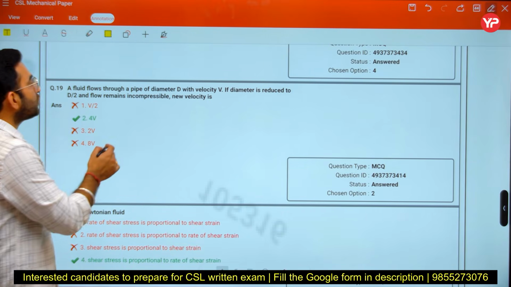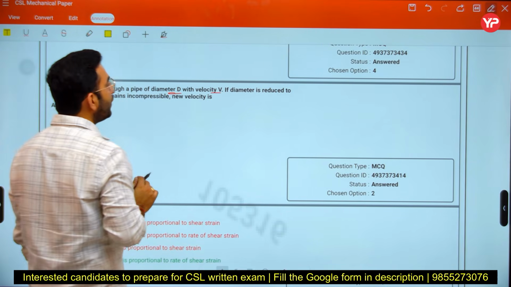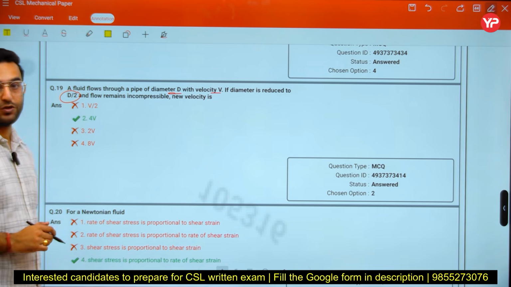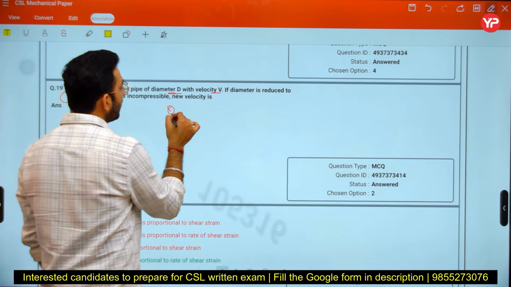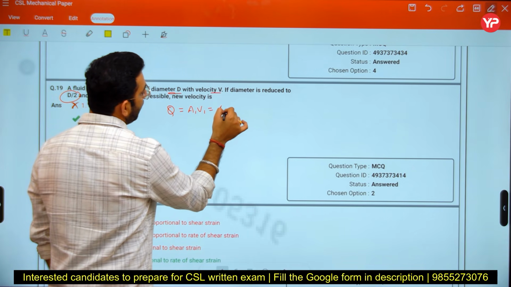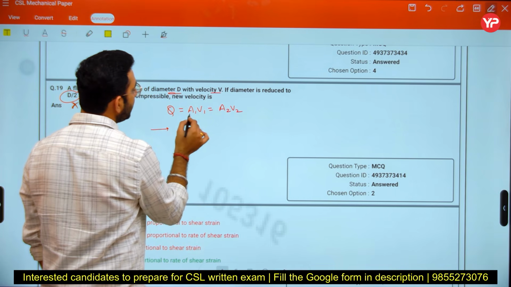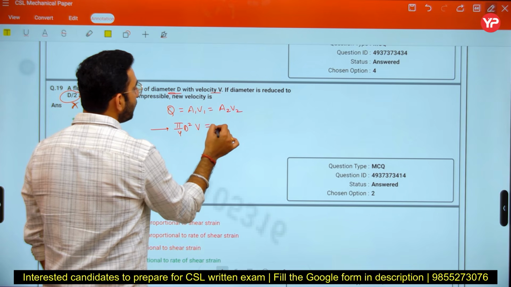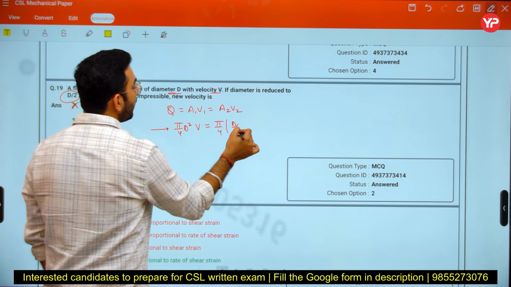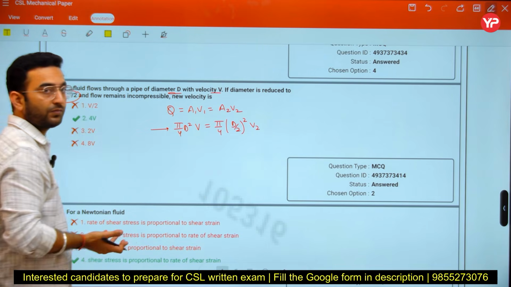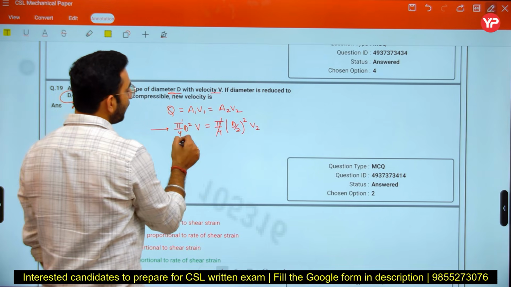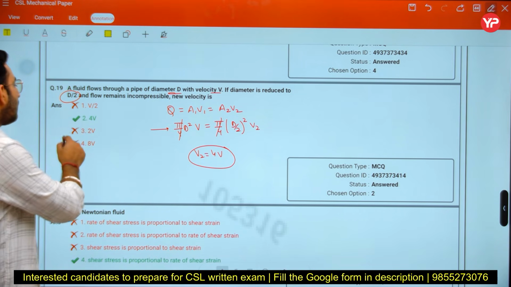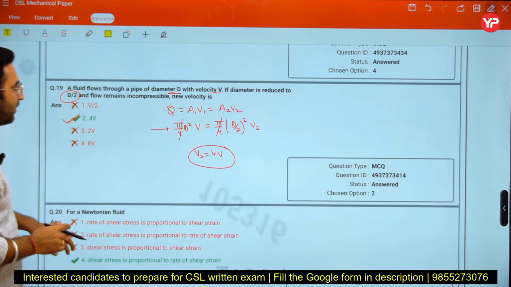Next, a fluid flows through a pipe of diameter d with a velocity v. If the diameter is reduced to d by 2, and the flow remains incompressible, then what will be the new velocity? You have to calculate here. You can apply the continuity equation in this way. Here A1 is given to us as pi by 4 d square, velocity is v, A2 is pi by 4 (d by 2) whole square, and v2 you have to calculate. If you solve it, the final answer will come out to be 4 times v. So option number B or option number 2 is the correct answer here.